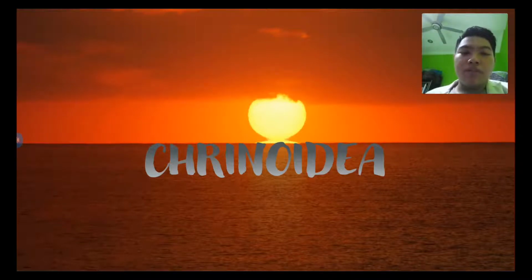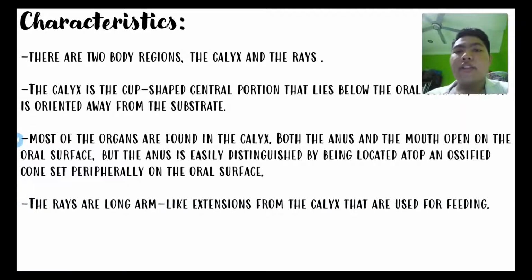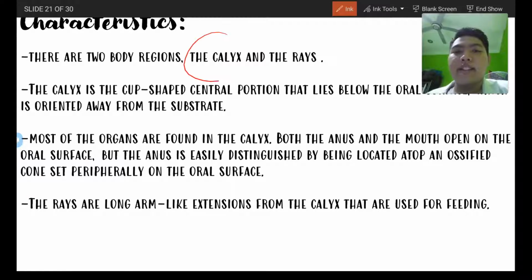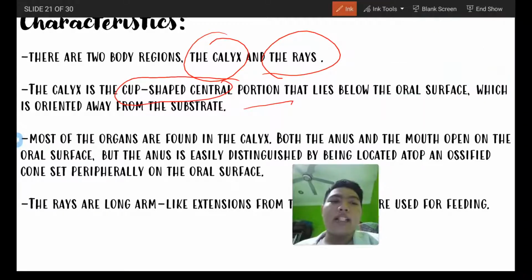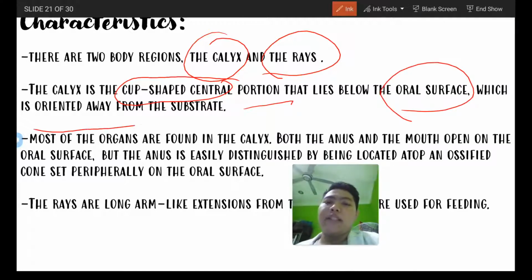In crinoidea, there are 2 body regions called the calyx and the rays. The rays are the arms, remember? So the calyx and the rays. The calyx is the cup-shaped central portion that lies below the oral surface, which is oriented away from the substrate. Most of the organs are found in the calyx.